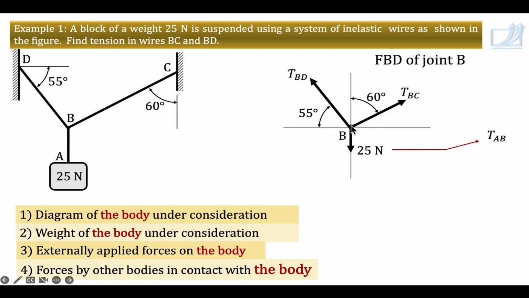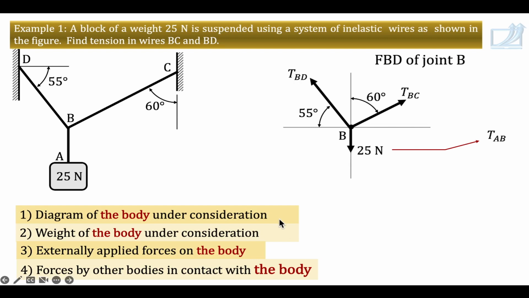What is the type of system it is? Concurrent system. How many unknowns are there in the system? Two unknowns: the magnitude of this pull and the magnitude of this pull. Even if we can solve this problem using the two conditions of equilibrium, sigma Fx equal to 0 and sigma Fy equal to 0, we'll prefer Lami's theorem. It's not necessary that you must use Lami's theorem here, but I recommend it for a concurrent system with only three forces in equilibrium.